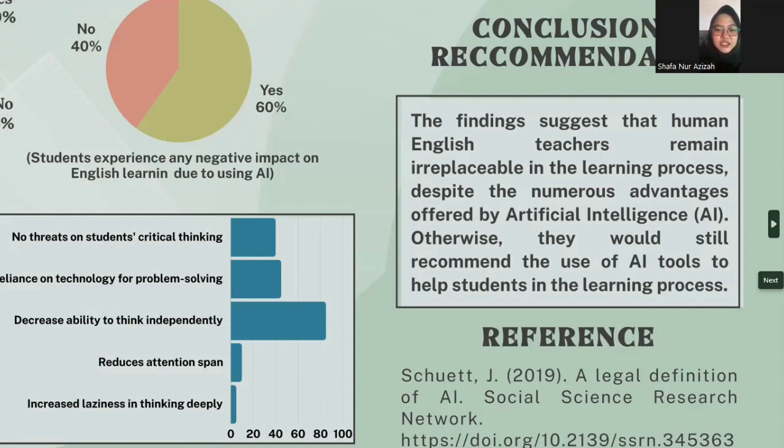I will give a conclusion. The findings suggest that human English teachers remain irreplaceable in the learning process, despite the numerous advantages offered by artificial intelligence or AI. Nevertheless, they would still recommend the use of AI tools to help students in the learning process.